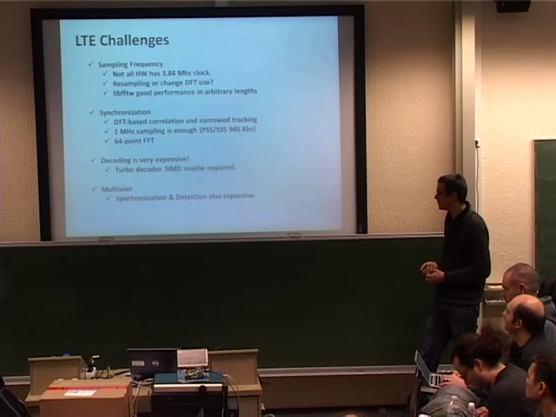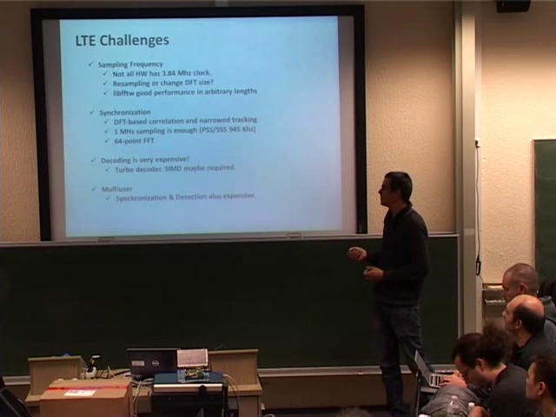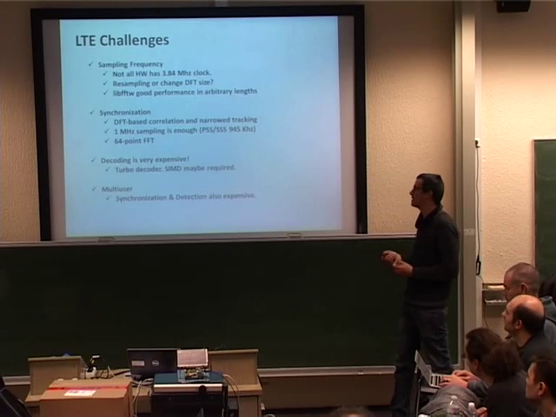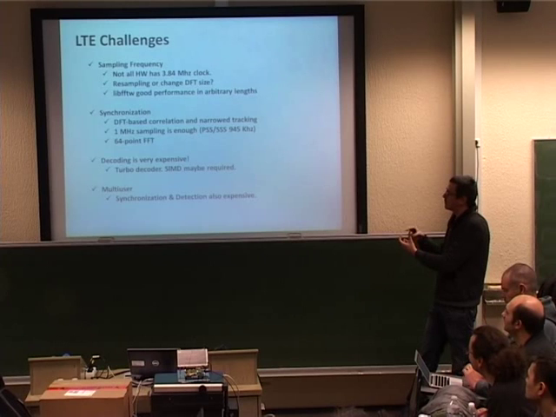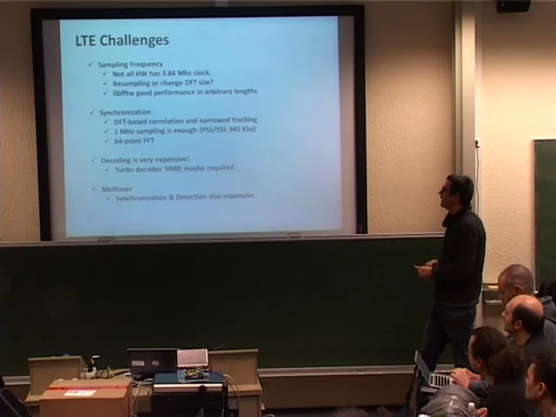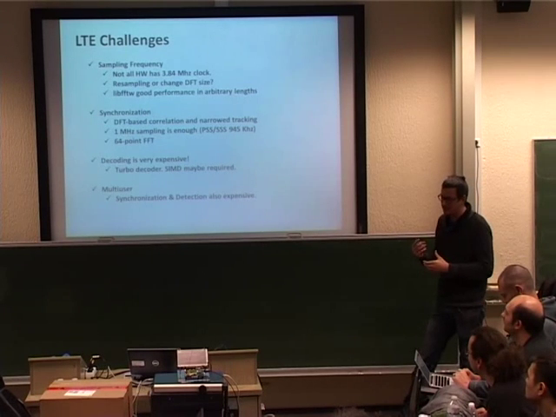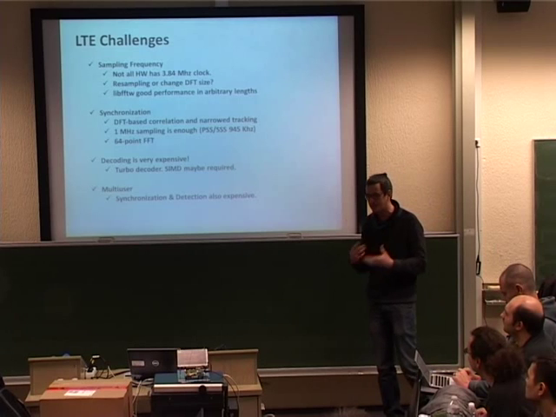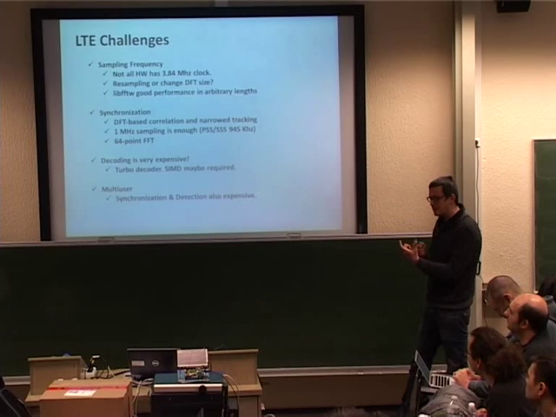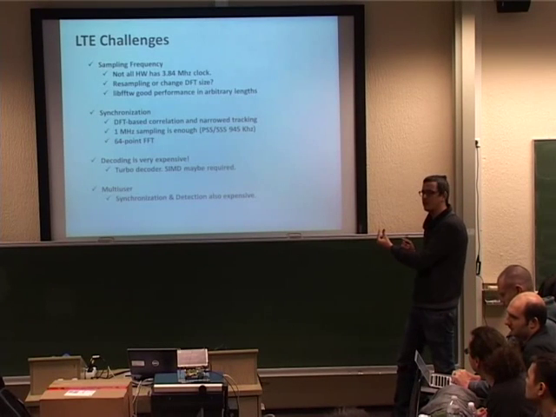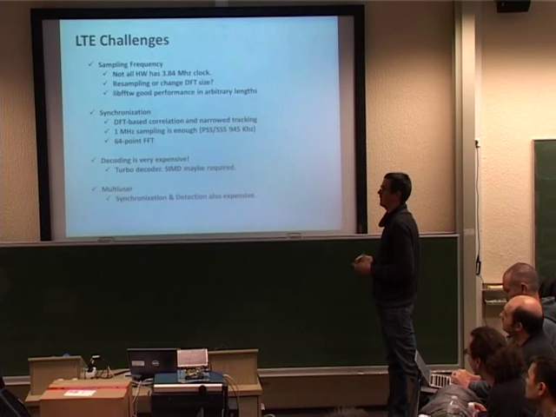Another problem is the synchronization. The synchronization signal is sampled at almost 2 megahertz, 1.92, but the signal only uses 1 megahertz, so you could sample at 1 megahertz. Also, using a time domain correlation is very expensive. You should use a DFT-based correlation, and then once you find the peak, narrow your search only to where this signal is supposed to be.